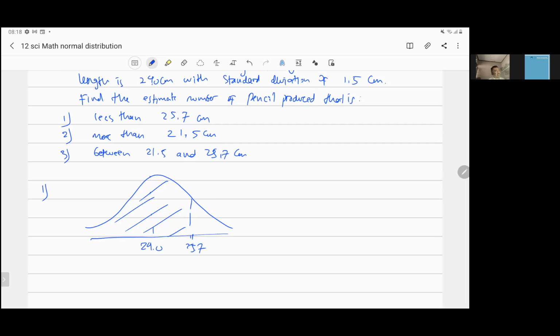Of the 7 cases, this is number 1. What we need to find out is changing this from x into the z value. The average will be exactly 0, and for 25.7, the value of k here, z is 25.7 minus 24.0 divided by 1.5.